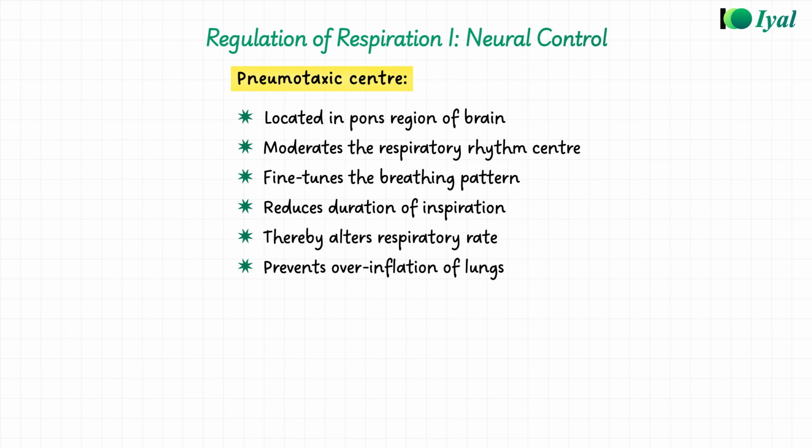In the pons, another region of the brain, there is another center called the pneumotaxic center. This center does not generate the rhythm. Instead, it moderates, fine-tunes what the rhythm center is doing. How? By reducing the duration of inspiration. It cuts short the inspiration so you exhale sooner. This allows the respiratory rate to be adjusted. Instead of always breathing at a fixed rate, you can breathe faster or slower depending on what the body needs. The pneumotaxic center prevents lungs from overinflating.